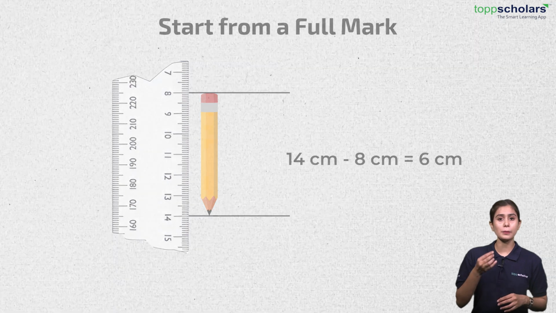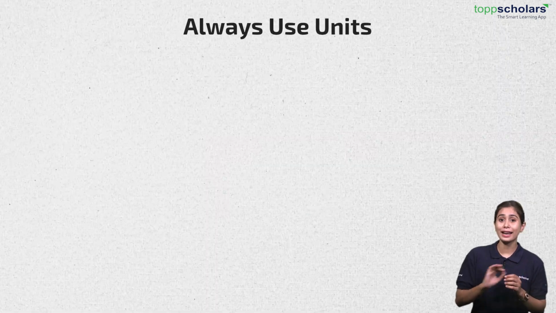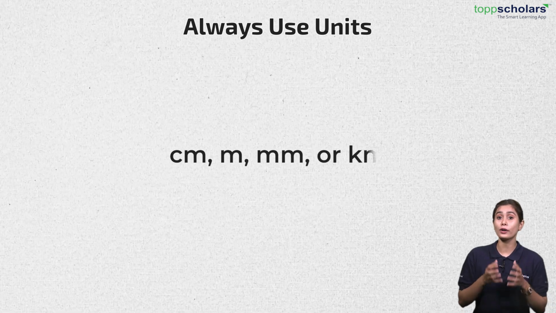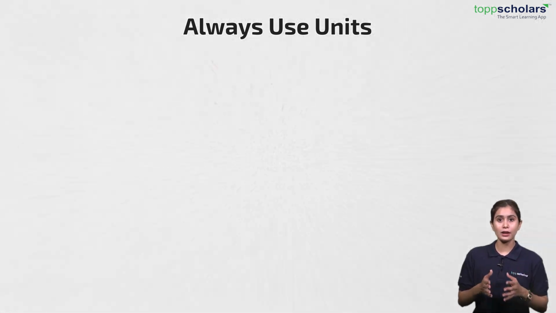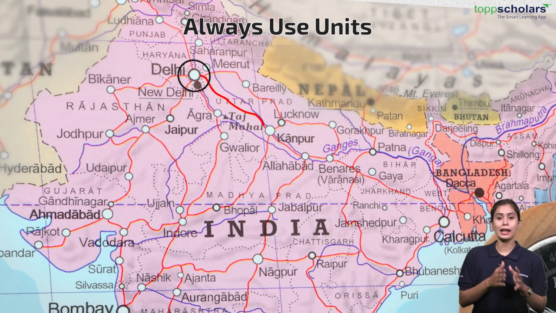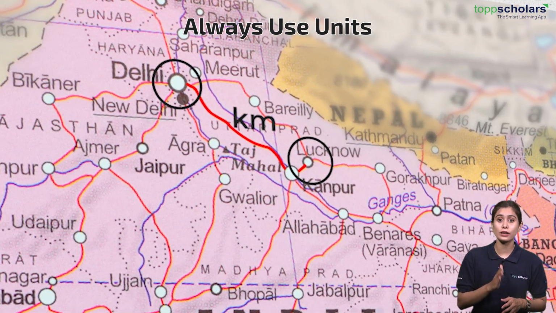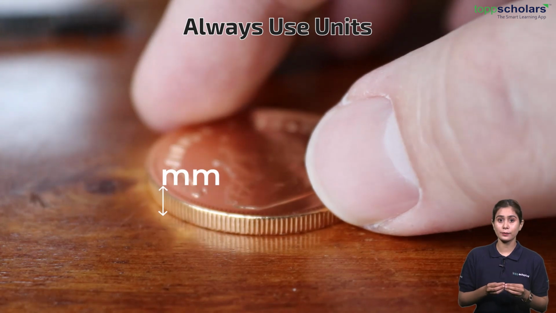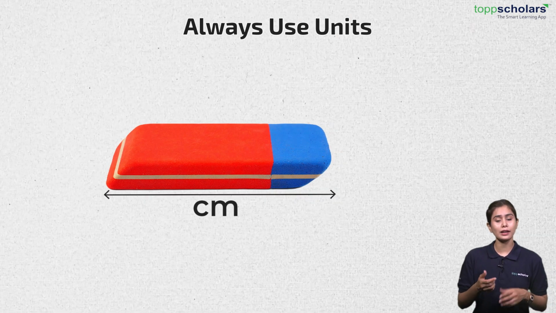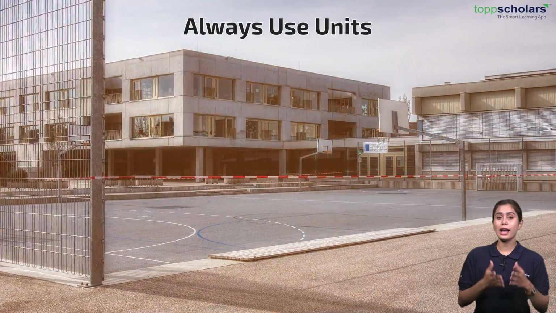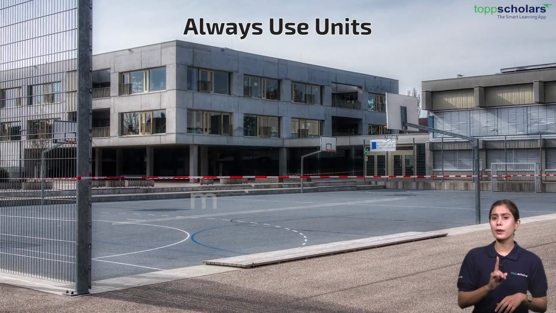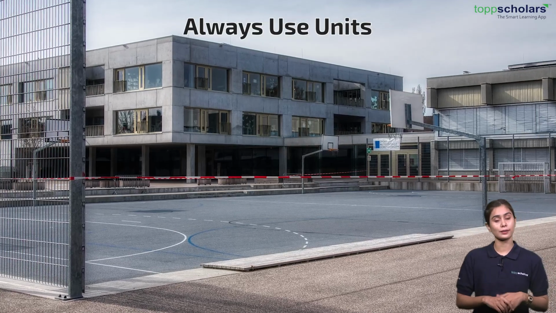Whenever you record a measurement, you must always write the unit like centimeters, meters, millimeters or kilometers. For example, the distance between Delhi and Lucknow is measured in kilometers, the thickness of a coin in millimeters, the length of an eraser in centimeters, and the length of a school ground in meters. Always remember to use correct units.